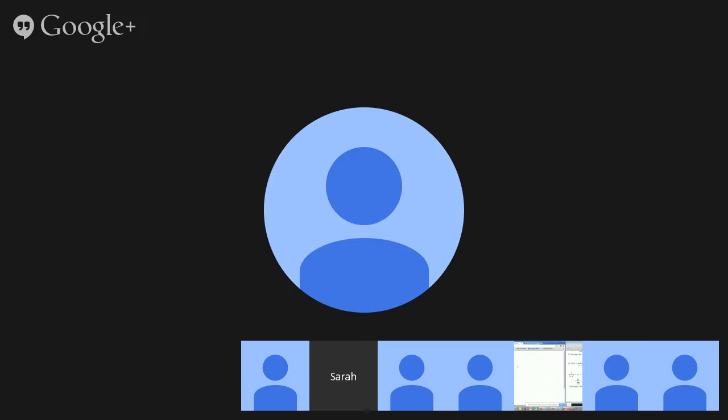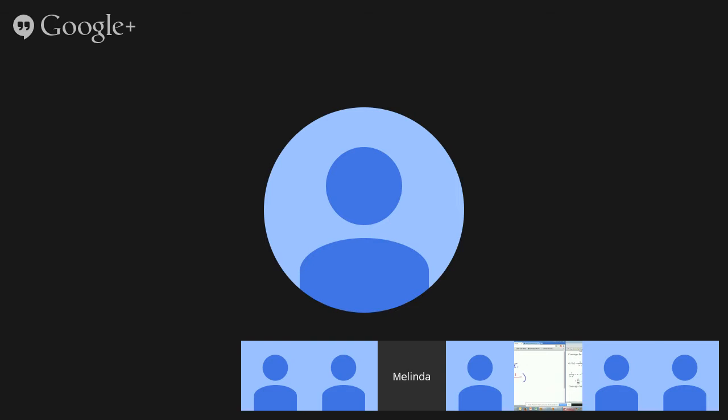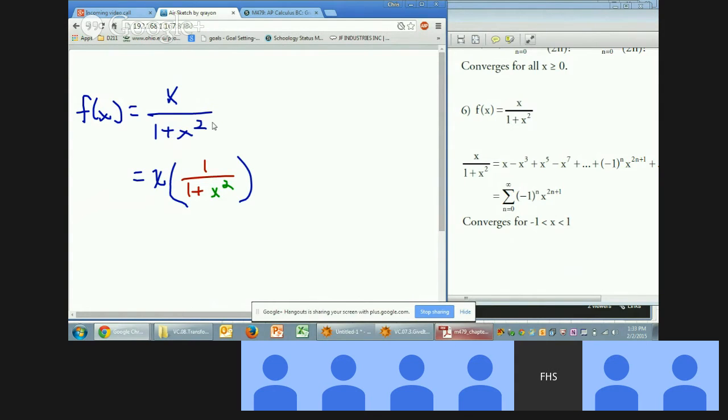For this one, you have f of x equals x over 1 plus x squared. You're better off thinking of that as x times the quantity 1 over 1 plus x squared. So 1 over 1 plus x squared is really similar to the Taylor series you know for 1 over 1 plus x. We're just going to do a direct substitution where x gets replaced with x squared. In contrast, this x on the outside is an order of operations thing where it's going to be distributed to the series that's inside.